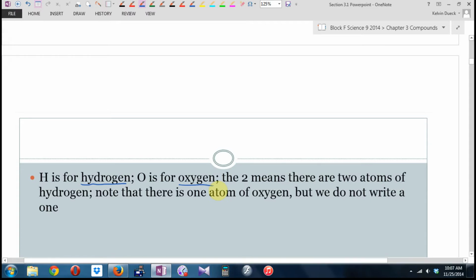The 2 means that there are 2, I guess I underlined the word 2. That's what I wanted you to fill in. Atoms of hydrogen. By the way, there is how many atoms of oxygen? Just 1, but we don't write the 1. We don't write this, H2O1. Much like in math, when there's a 1 in front of an X, we don't bother writing it. We just say, yeah, it's there. Okay? So far, so good.